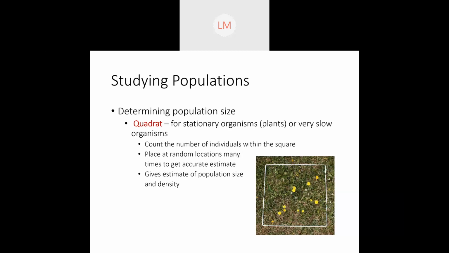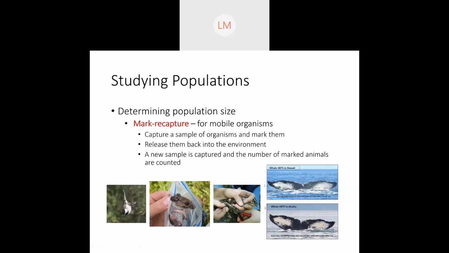So this is a picture of one of those here. We were interested in our dandelion population or maybe our clover population. There's some clovers in there as well. We could just count them all that are in this square, pick up our square, put it in a new place, count them again. We're getting an estimated number and density in this square. So then we can make inferences about the larger habitat that way. But this only works if organisms aren't really moving that much, but a lot of organisms do.